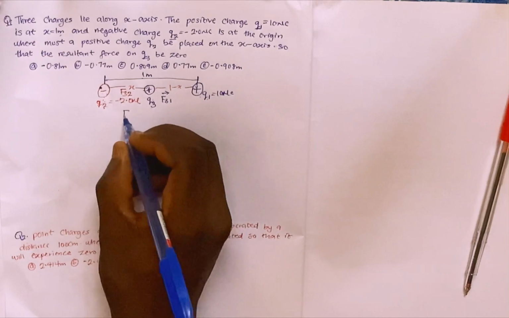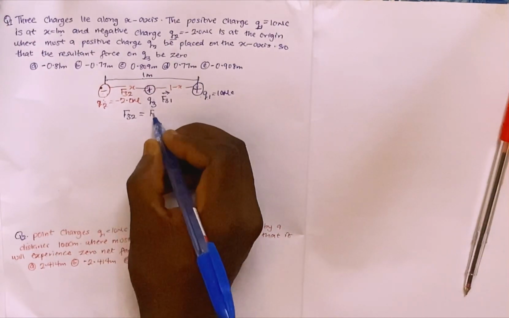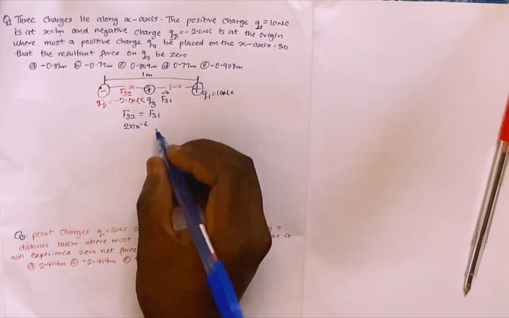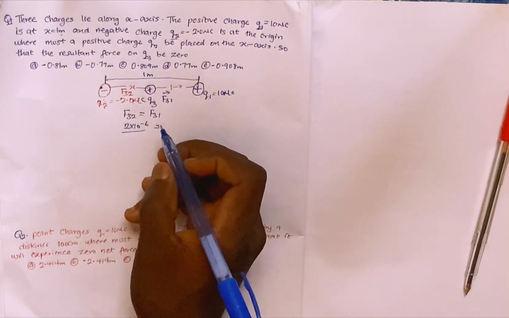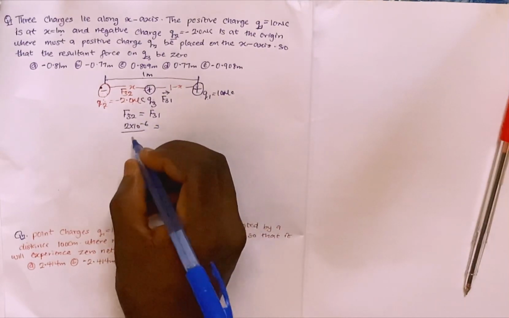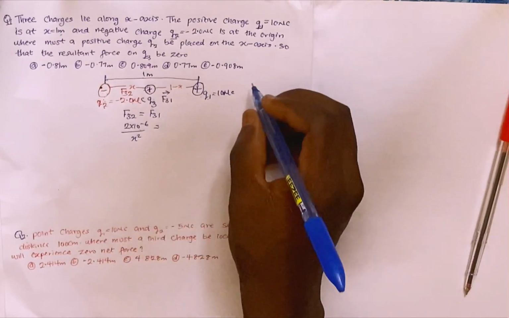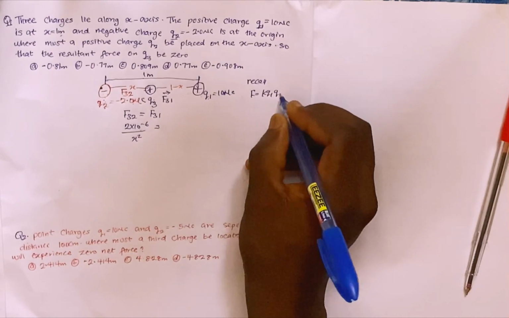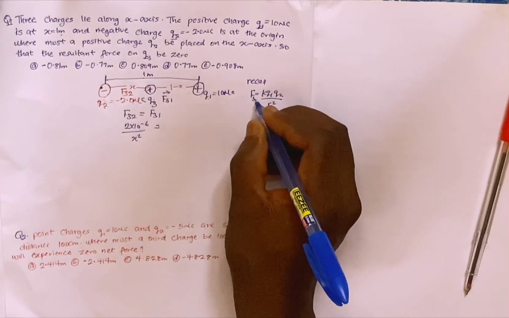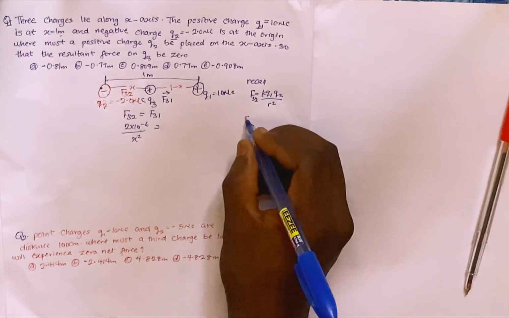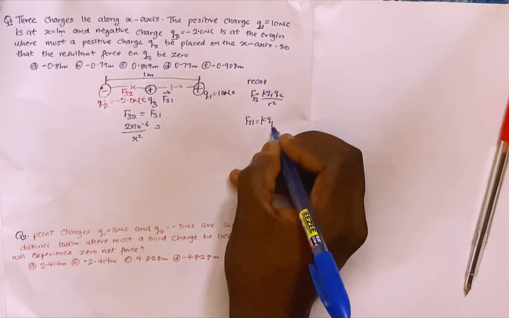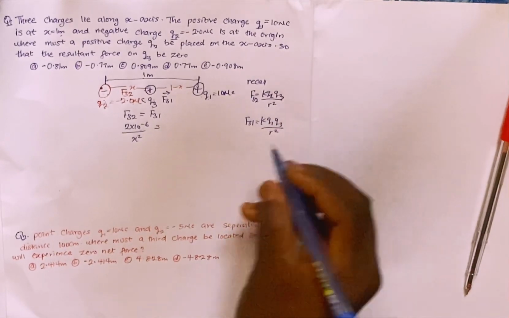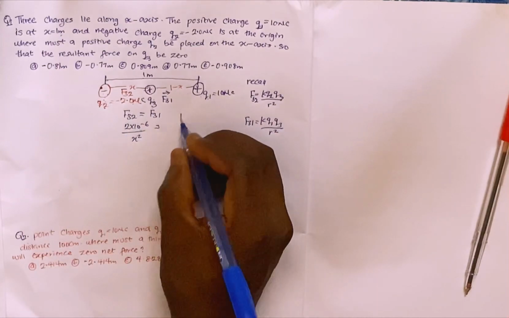Now looking at this, it's a very simple thing. My F32 is equal to F31, right? So I'm having 2 multiplied by 10 to the power minus 6, because this is microcoulomb, all divided by my r, which is x squared. The reason is that if you recall Coulomb's law, F equals k q1 q2 over r squared. Let's say this is my F32. Then my F31 will be equal to k q1 q3 over r squared.